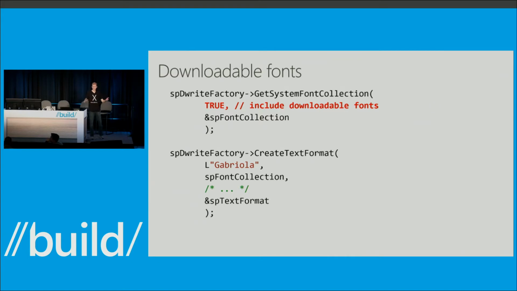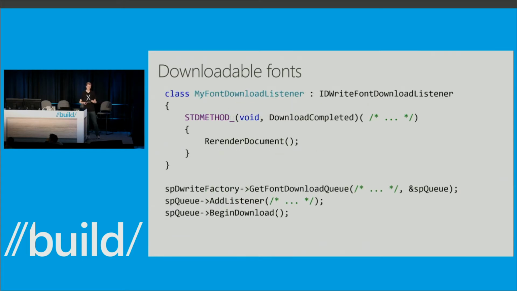And DirectWrite will immediately return you that resource. And as I said, you can use it immediately, and stuff will render on the screen, but it won't actually use the new font until you call these new APIs here, which is the font download queue. Now, the way this works is you register a listener, which you implement yourself, which gives DWrite a chance to tell you when the font is finished downloading, and it tells you, okay, now I can re-render my document. So you add your listener, you begin download, and then you'll get the callback later.